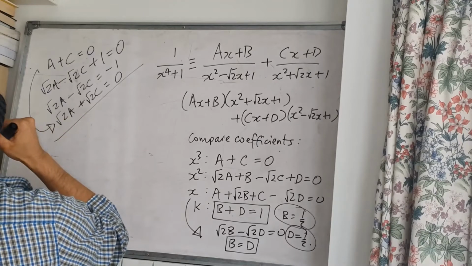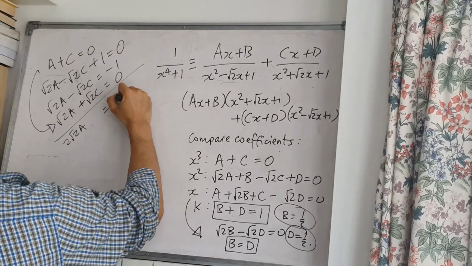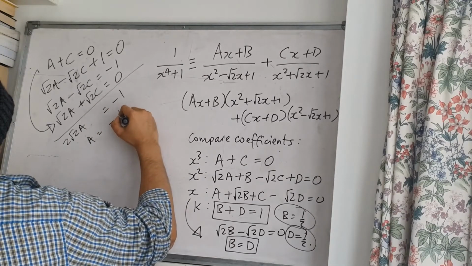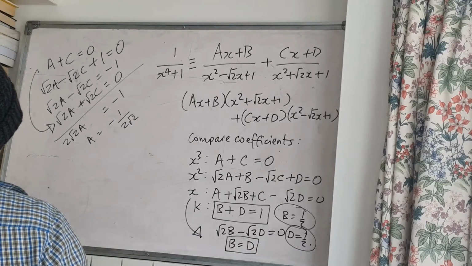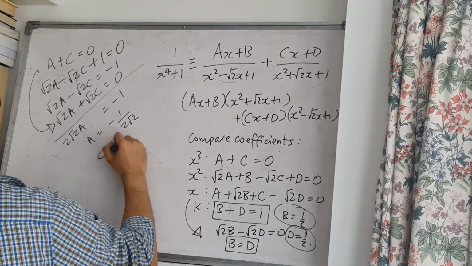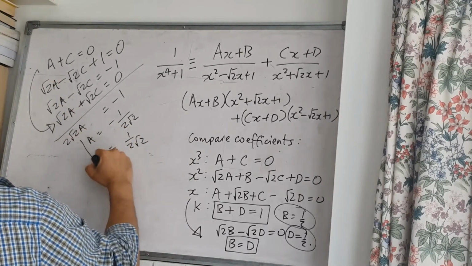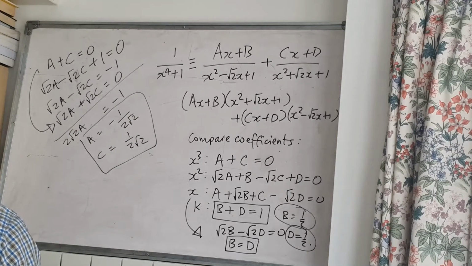So here I multiplied root 2 from the a plus c equation equals 0, and then I've just taken the two equations away. Sorry, I added them. So 2a is equal to minus 1, so a is equal to minus 1 over 2 root 2. You know that c is the negative of a, so c is equal to 1 over 2 root 2. A is equal to minus 1 over 2 root 2.